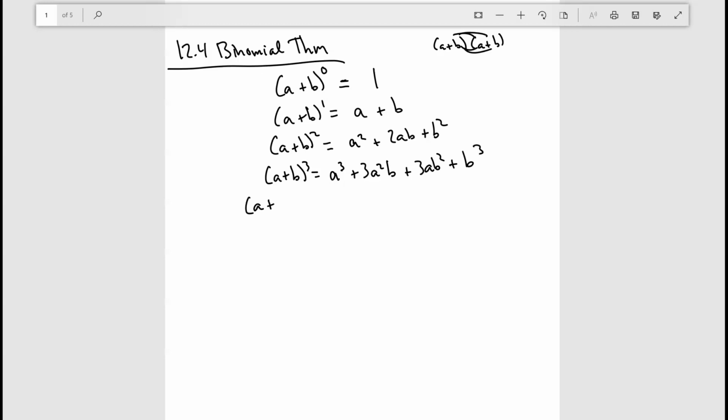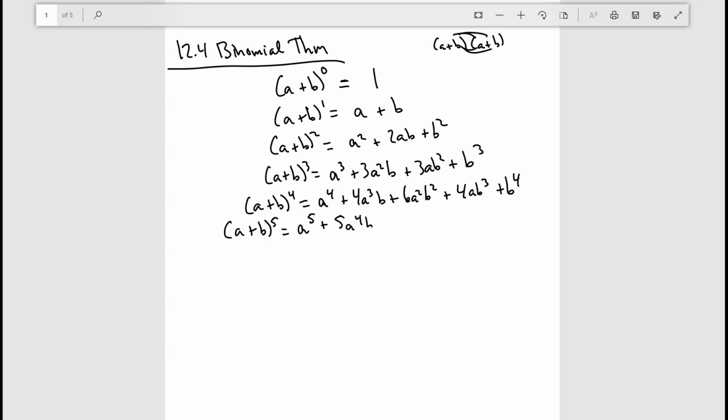And I can keep doing it for many different powers. So when I raise it to the 4th power, I'm going to get a to the 4th plus 4a cubed b plus 6a squared b squared plus 4ab cubed plus b to the 4th power. And I can continue doing this for every single type of number. So let me just do one more. This is going to be a to the 5th power plus 5a to the 4th b plus 10a cubed b squared plus 10a squared b cubed plus 5ab to the 4th plus b to the 5th.